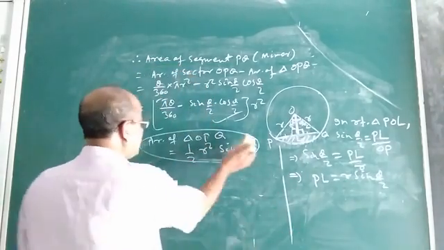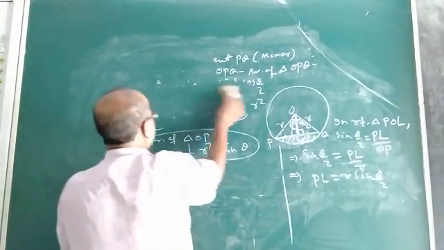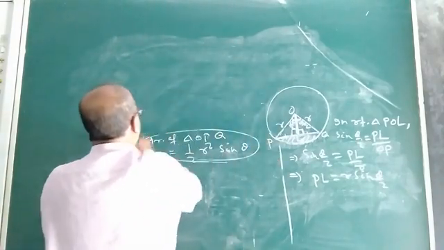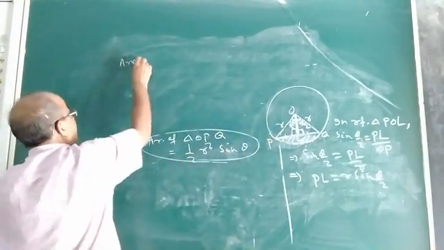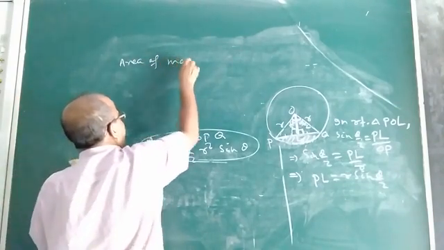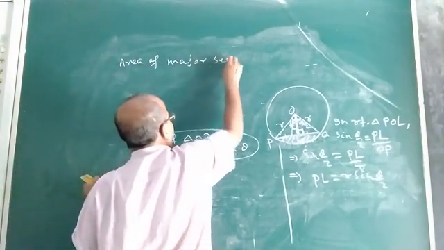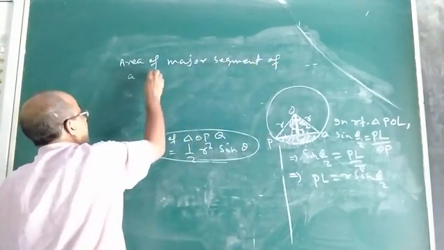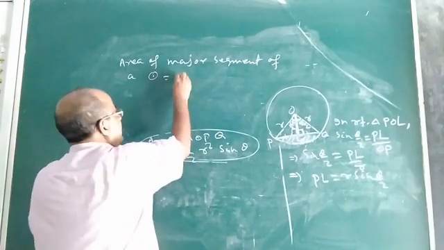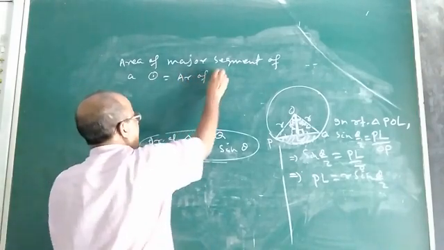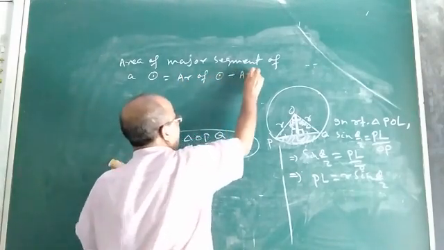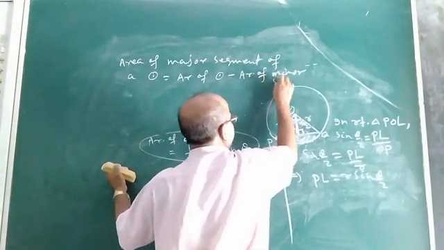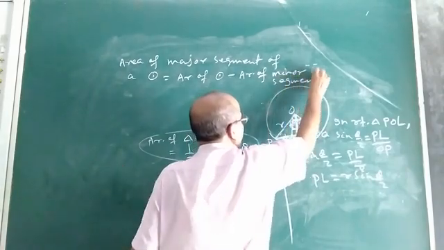That means, what I want to say, the area of the major segment can be found out. The major segment of a circle can be found out by which formula? It will be equal to area of circle minus area of your minor segment.